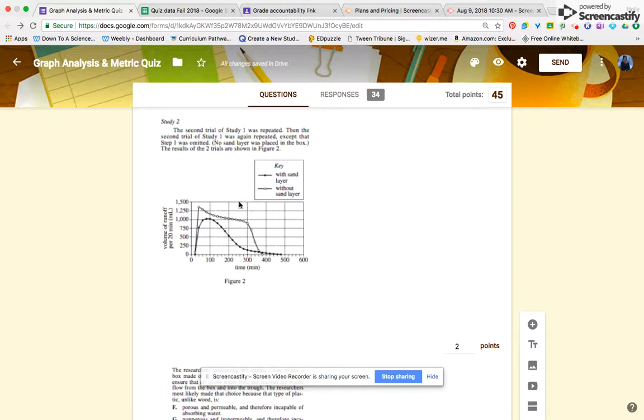But the one thing that they kept the same, because they wanted to determine how much the sand layer had an effect. In order to do that, you had to keep the variable wind speed the exact same. Or otherwise, there would have been the question of, was the sand layer actually the cause, or was it the wind speed the actual cause of change, of runoff change?